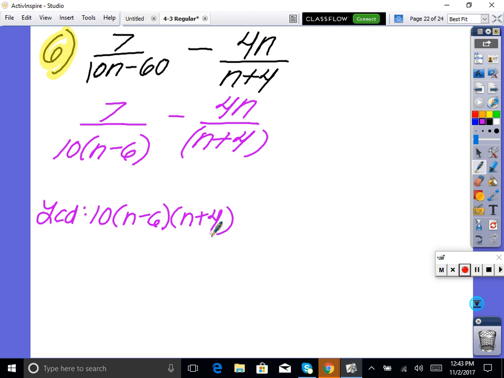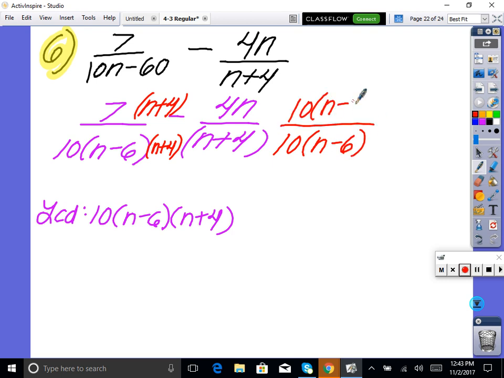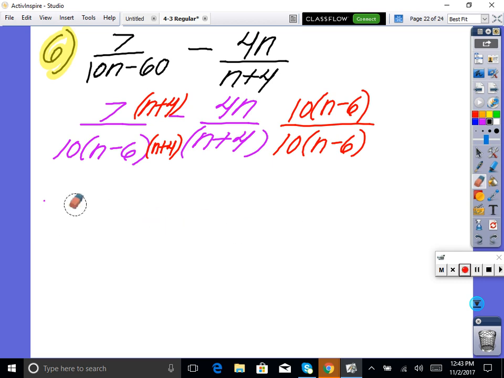So what does this one need? This one's not bad. What does this denominator need? So multiply by n plus 4. You better put it in parentheses because there's 2 terms. What does this one need? 10 and then n minus 6. So this one's going to finish off quite nicely. Now multiply out your numerators. Combine the numerators all over that denominator. You guys get what you're doing next, right? 7n plus 28, am I right?